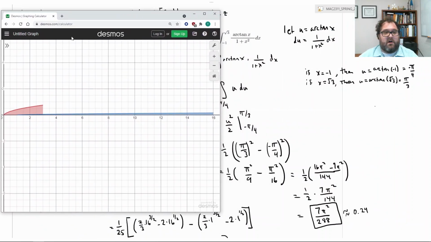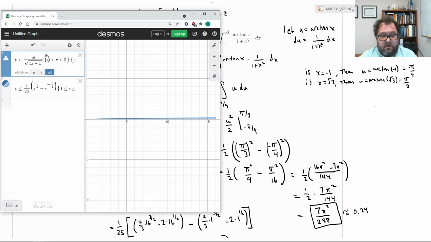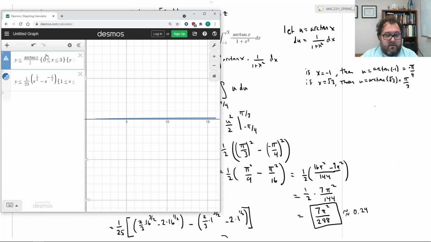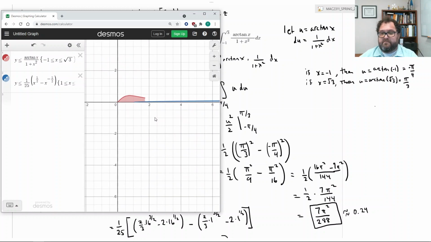So we started off with, I really have no idea what this graph looks like. It's arctan x over 1 plus x squared. And we were focused on negative 1 to radical 3, square root of 3. Okay, so there we are, red. That's what we originally were focused on, that little bitty region.